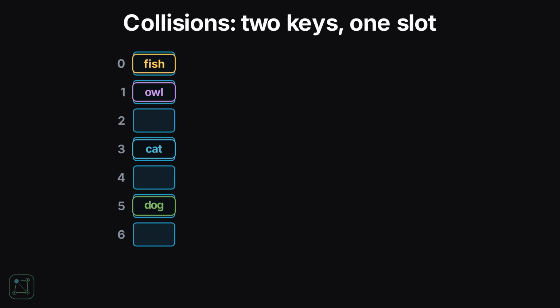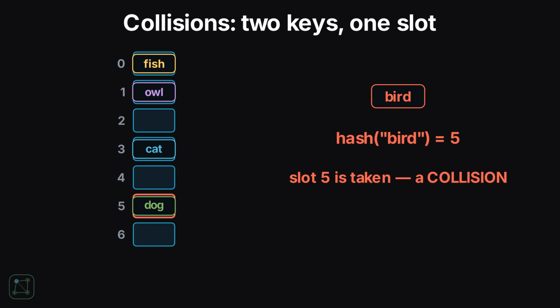But there's a catch. The hash squeezes a huge space of possible keys down into a few slots, so sometimes 2 different keys land on the same one. Hash dog and you get slot 5. Hash bird, slot 5 again. 2 keys, 1 slot. That's called a collision and it's unavoidable.